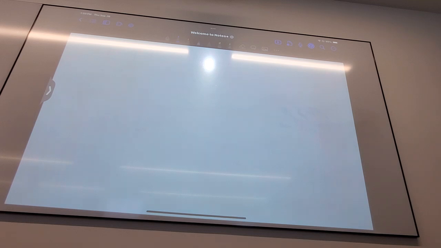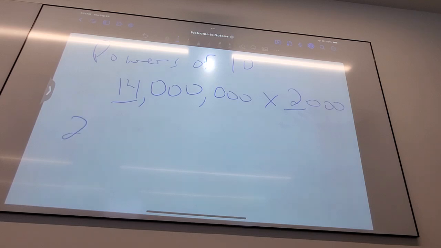Oh, and we already talked about this a little bit, but powers of 10. Let me ask you this question. What is 14 million times 2,000? What's the quick way to do that problem besides plugging it into your calculator? Yeah, 14 times 2 is 28. And then how many zeros? 3, 6, 9. Yeah.